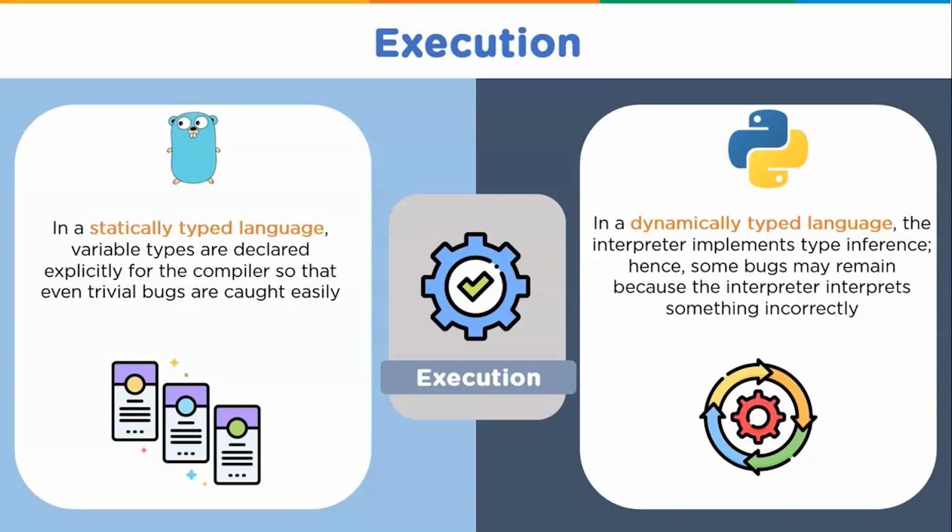In a statically typed language, variable types are declared explicitly for the compiler so that even trivial bugs are caught easily. Whereas in a dynamically typed language, the interpreter implements type inference. Hence, some bugs may remain because the interpreter interprets something incorrectly. It implies that Python, a dynamically typed language, limits the programmer when he intends to build a really big program. At the same time, Go can handle both types of programs.